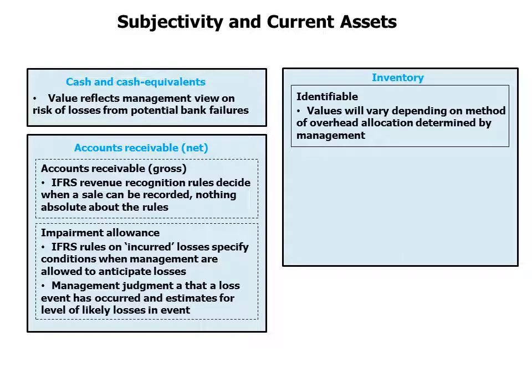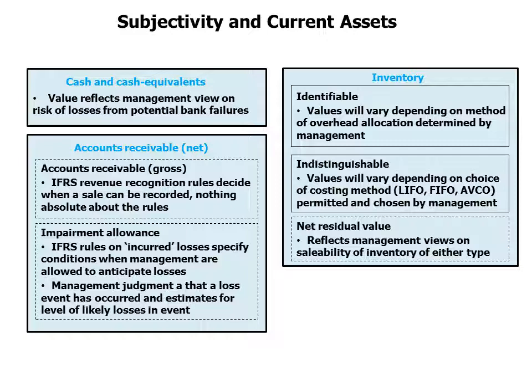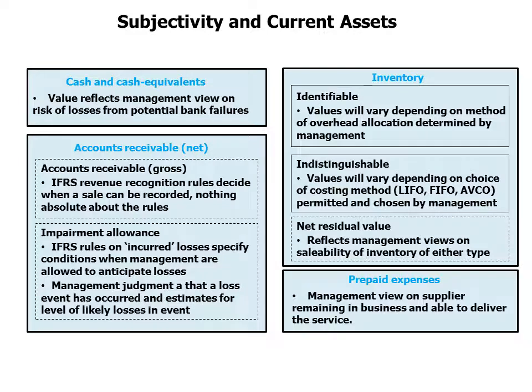And if we look at inventory, if we've got identifiable inventory under full costing, the value will vary depending upon what method of overhead allocation has been decided on by management. Different overhead allocation will affect different products differently. And if we look at indistinguishable inventory, the values will vary depending upon the choice of costing methods. So in the US, the choice is between LIFO, FIFO, and AVCO, and under IFRS, FIFO and AVCO. So the costing method or valuation method permitted and chosen by management will affect the valuation. And we've also got the net realisable value, which reflects management views on the saleability of inventory of either type. So the value for inventory is inherently subjective.